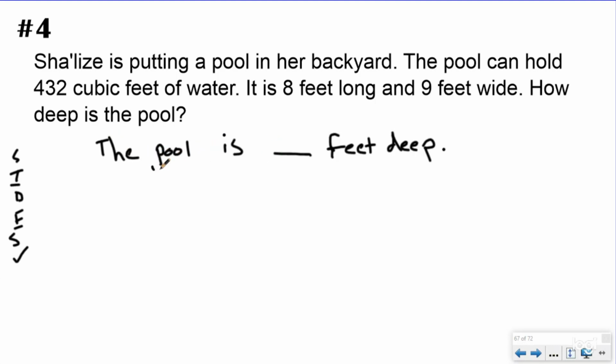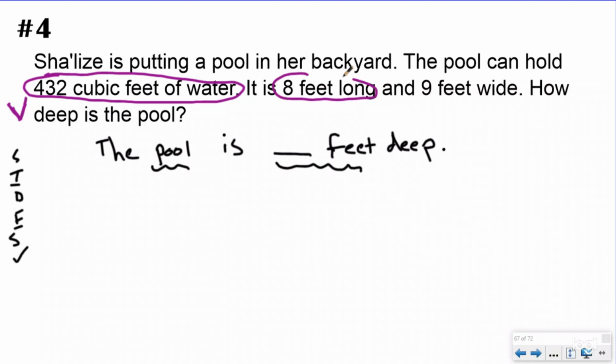So when I go back, I'm looking for any information about the pool and anything that's in feet, because that's what my answer is going to be. It says she's putting a pool in her backyard. The pool can hold 432 cubic feet of water. Because this is cubic units, right, my units feet, I know that this is my volume. This is a volume question because it's telling me what the volume is. It's 432, 8 feet long and 9 feet wide, and you want to know how deep the pool is.